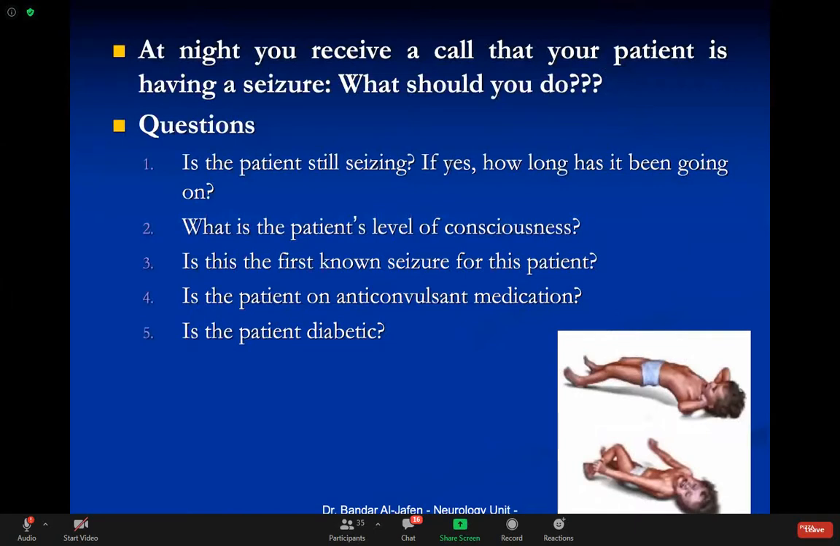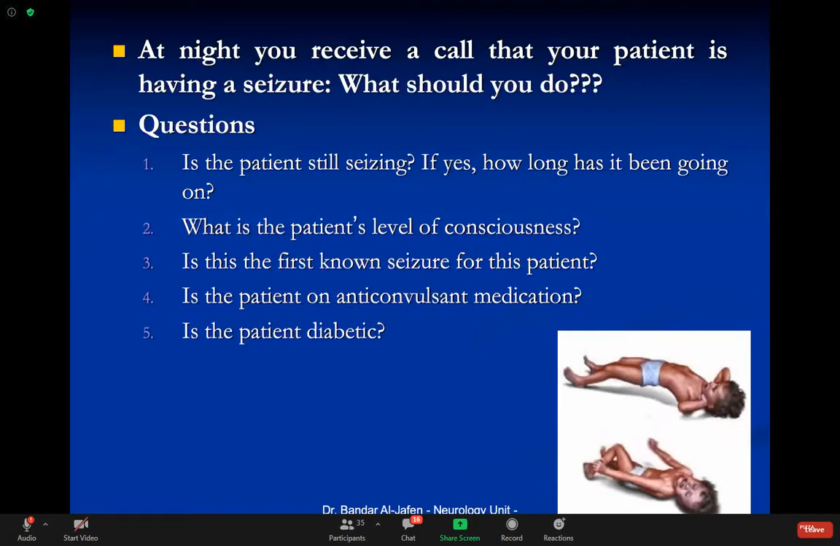All right, so if you receive a call at night that your patient is having a seizure, what should you do? These are the questions you're going to think about as you're walking to your patient. Is the patient still seizing? How long has it been going on? What's the patient's level of consciousness? Is this the first known seizure for this patient? Is the patient on anticonvulsant medication? Is the patient diabetic? All of these are important questions.